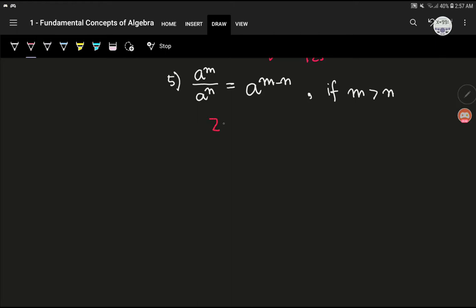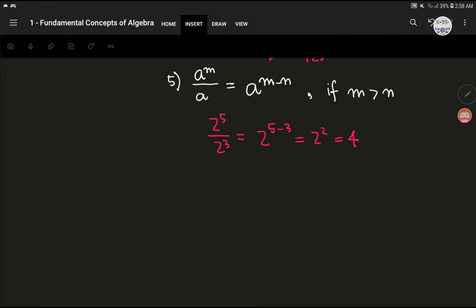For example, we have 2 to the power of 5 over 2 to the power of 3. We have this kind of form: same base, different indices. 5 is greater than 3, so we can write it in this form. We can write it as 2 to the power of 5 minus 3, which equals 2 squared, which is 4. So we can use this form only if this power is greater than this power.